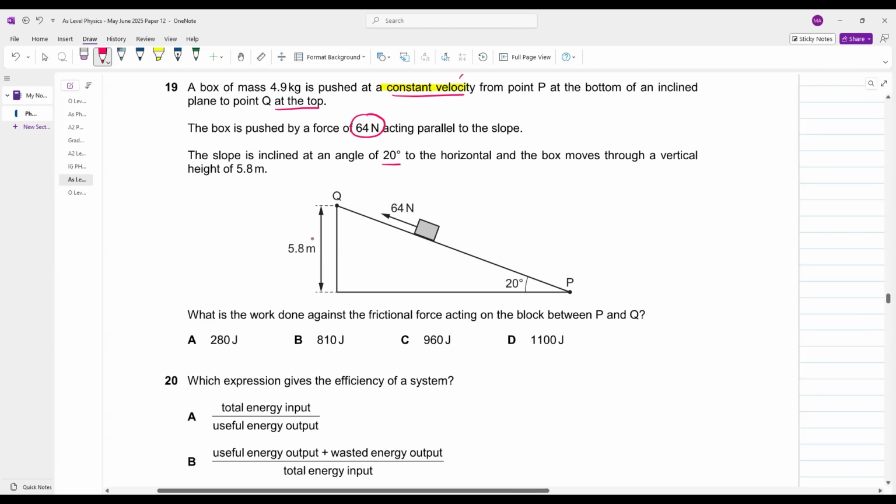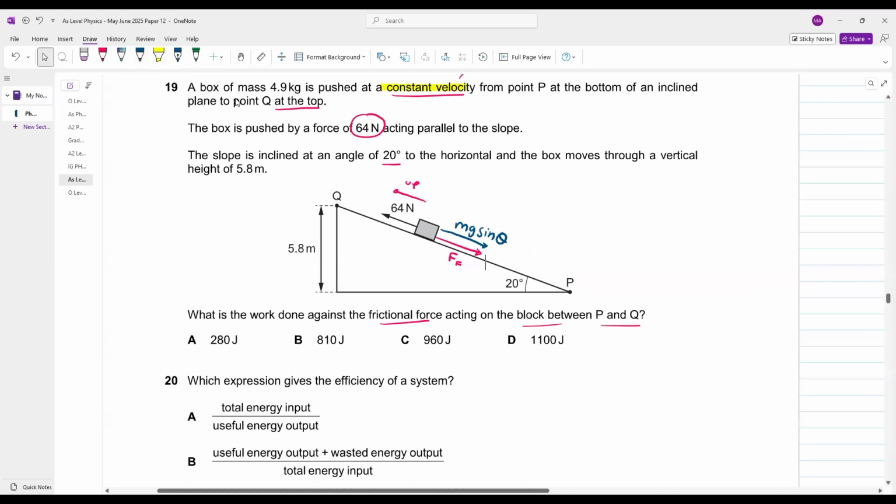Okie dokie. What is the work done against frictional forces acting on the block between P and Q? अच्छा बेटा ब्लॉक आपका ऊपर की तरफ मूव कर रहा है. What will be the frictional forces acting downward like this? Also, can you realize the component of weight will also be acting downward? The component of weight mg sine theta will also be acting down the slope.